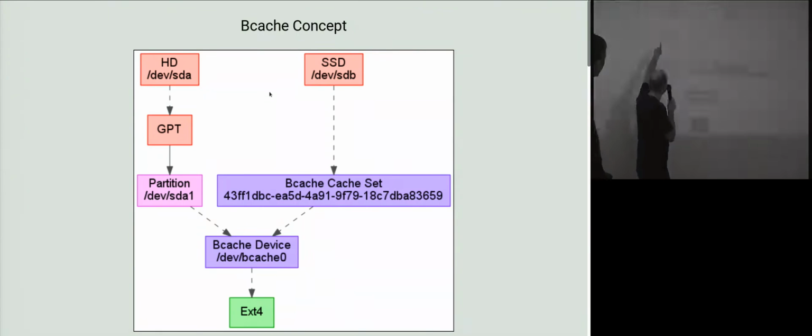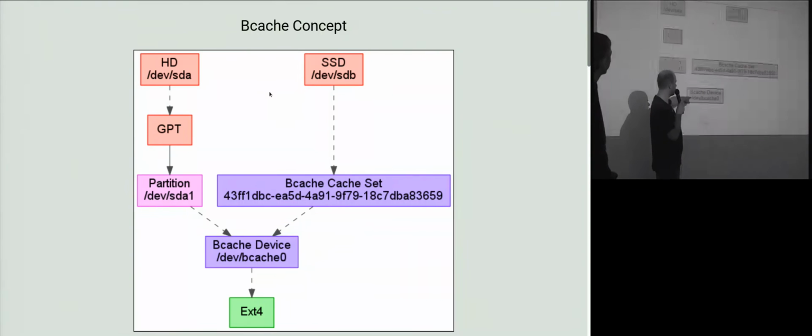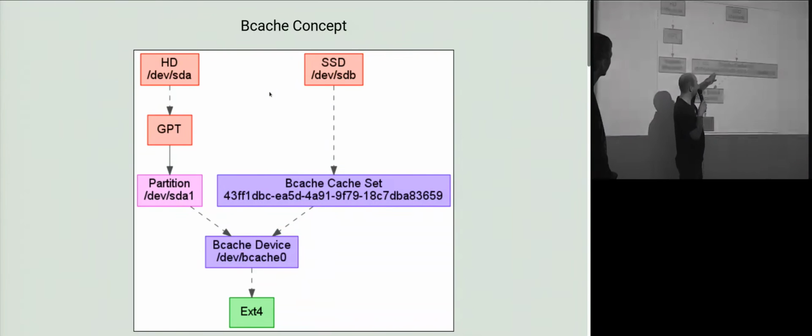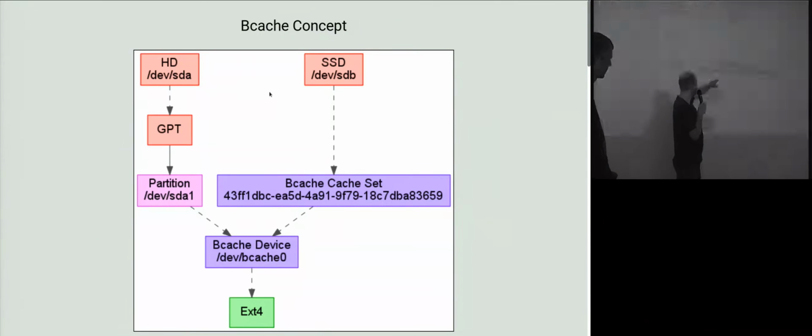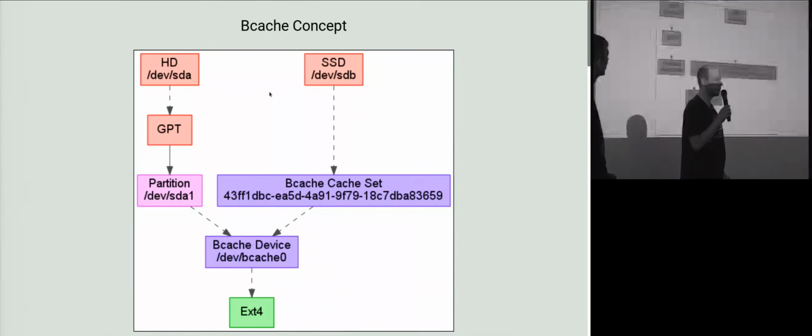you have your hard disk with one partition, and you create one Bcache device on it, and you can format this, for example, with ext4. And additionally, you create from your SSD a Bcache cache set, it's called, and attach this to your Bcache device. And then you should get better performance.